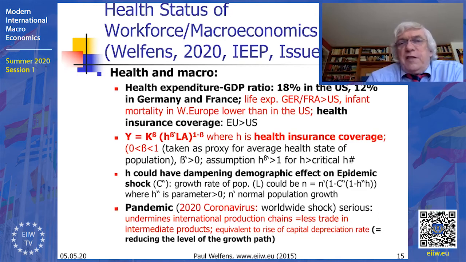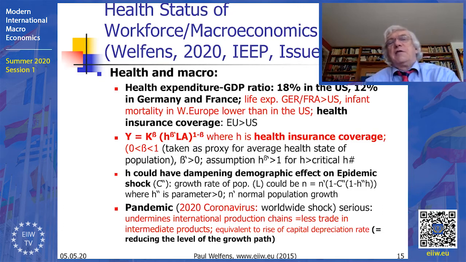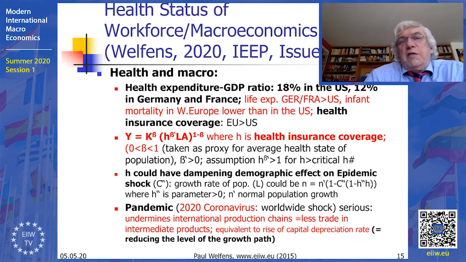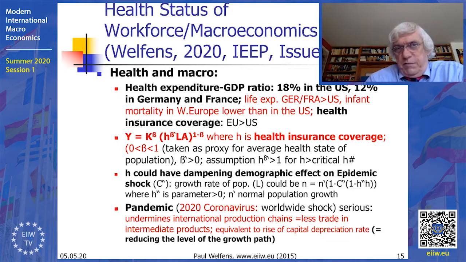with a simple observation. So the health expenditure GDP ratio is 18% in the US, it's 12% in Germany and France, it's much lower in Western Europe, as you can see, than in the US. On the other hand, life expectancy in Germany and France is actually higher than in the US. Infant mortality in Western Europe is lower than in the US. And obviously, health insurance coverage in the EU is broader than in the United States.